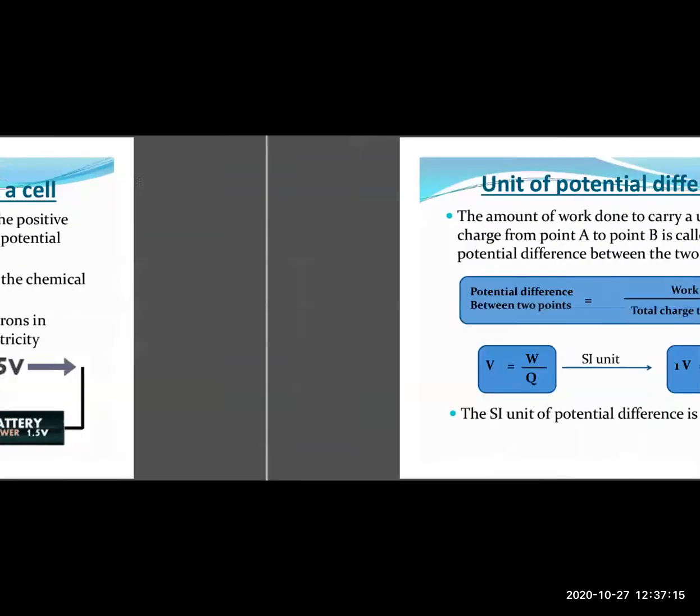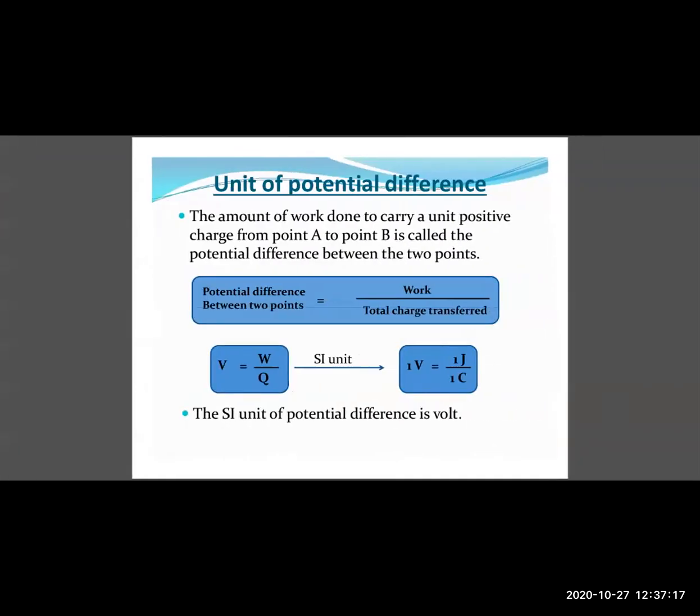Okay, further, units of potential difference. First of all, we'll have to define exactly how potential difference is expressed. So potential difference between two points is equal to the work done divided by the total charge transferred. The amount of work done to carry a unit positive charge from point A to point B is called the potential difference between these two points.